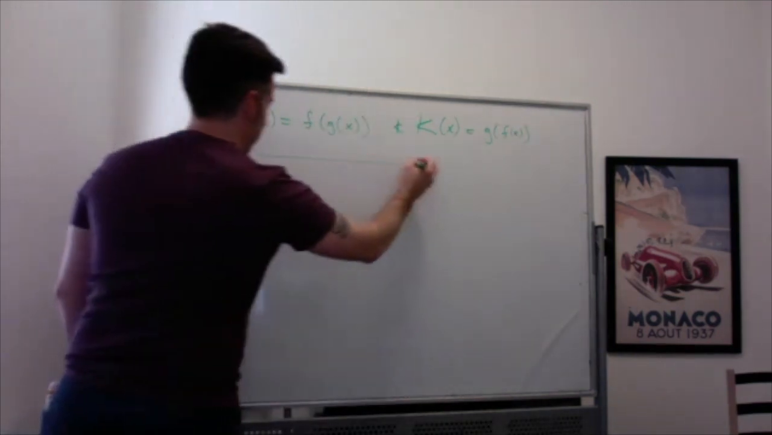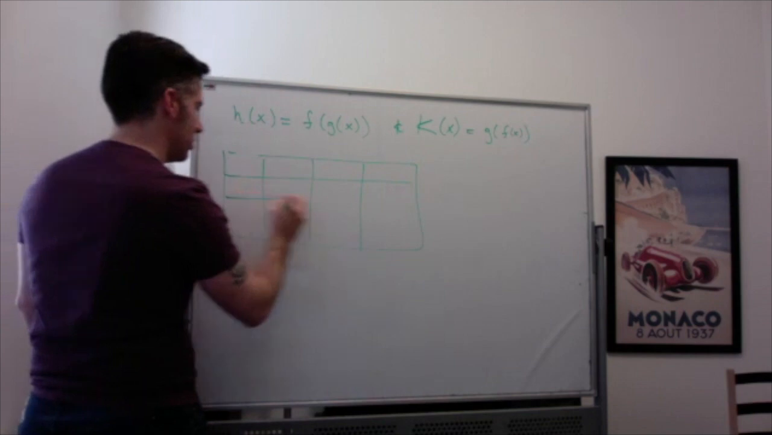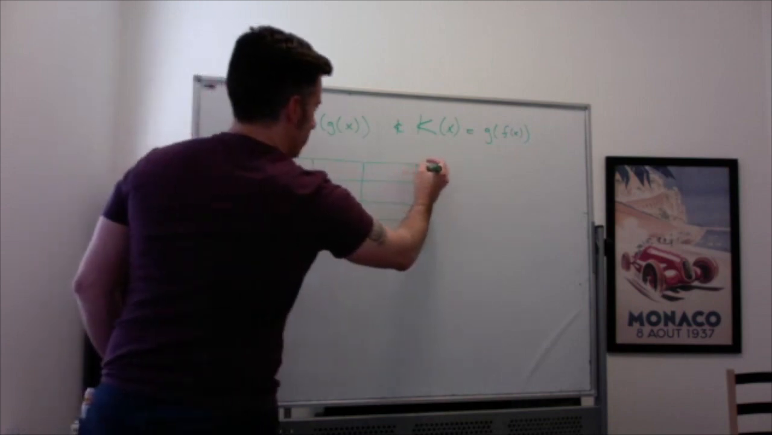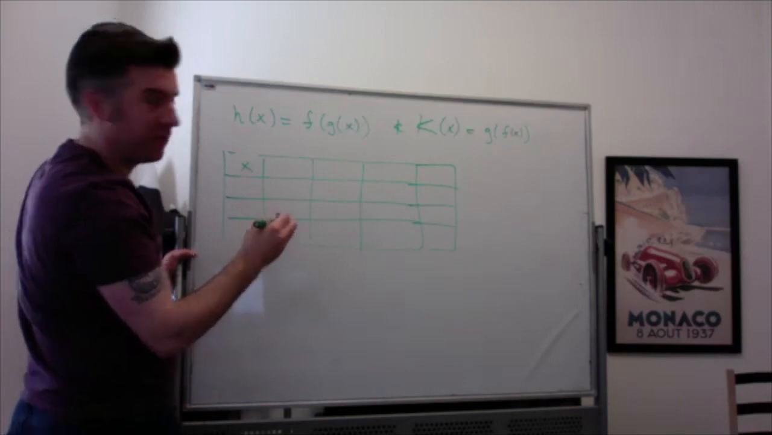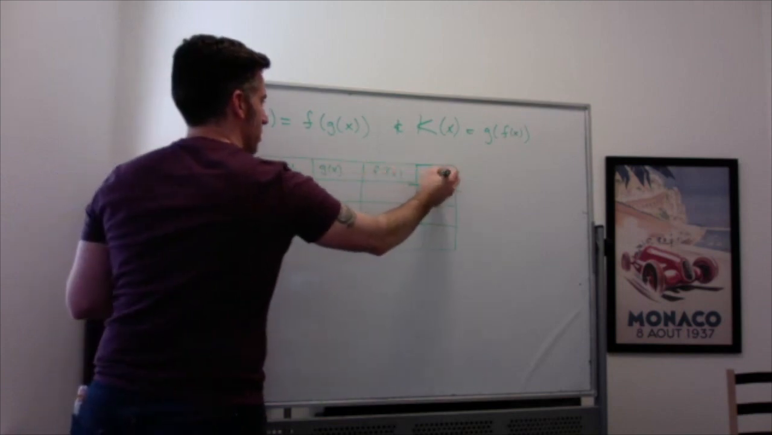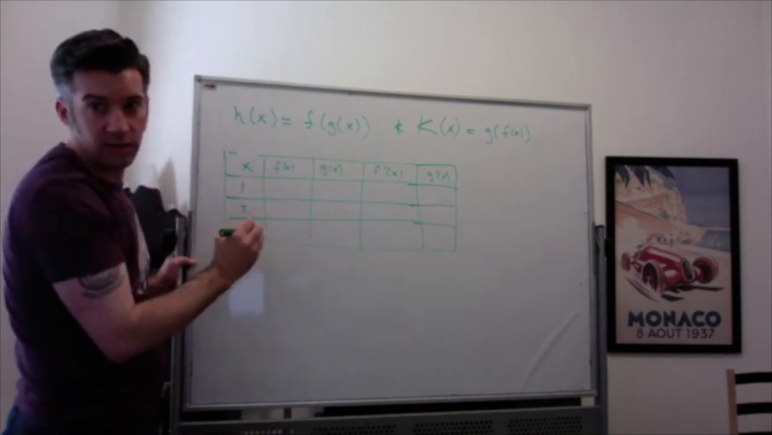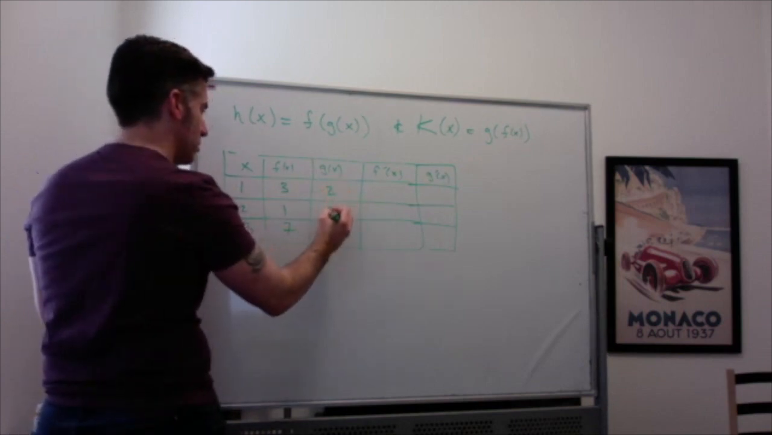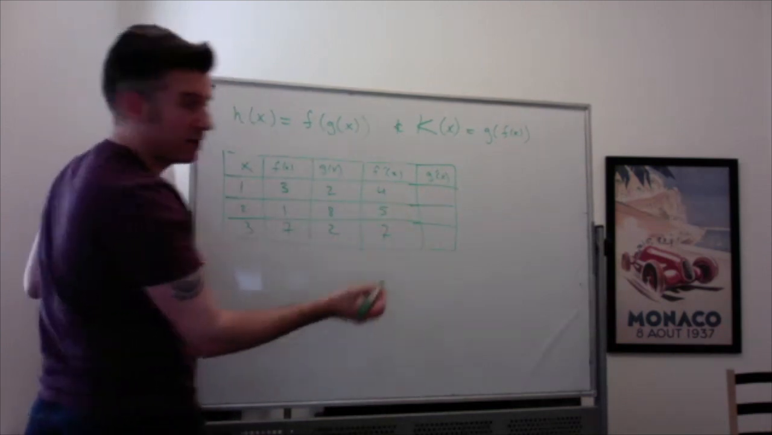So I'm going to draw real quick. I've got x, and then I've got f, g, f prime, and g prime. The values of x are 1, 2, and 3. The f values are 3, 1, and 7. The g values are 2, 8, and 2. The f prime values are 4, 5, and 7. And the g prime values are 6, 7, and 9.